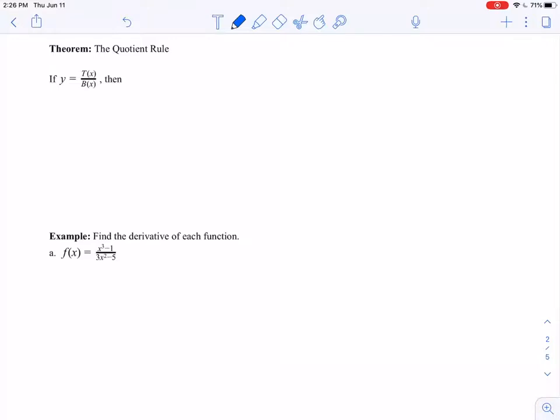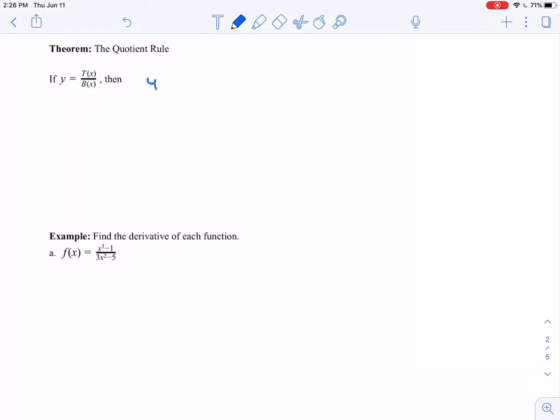So we have the product rule, which is how we take the derivative of a product of two functions, if we're multiplying two functions. Now we're going to talk about the quotient rule. How do we take the derivative if we're instead dividing two functions? So here we're going to have y equals t of x for the top part of our fraction divided by b of x representing the bottom part of our fraction.